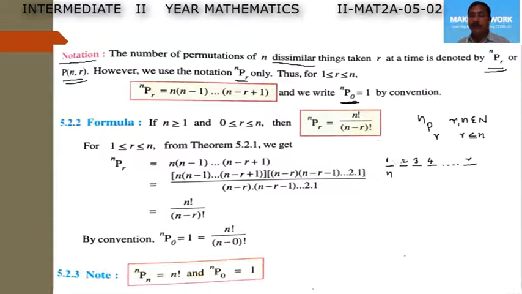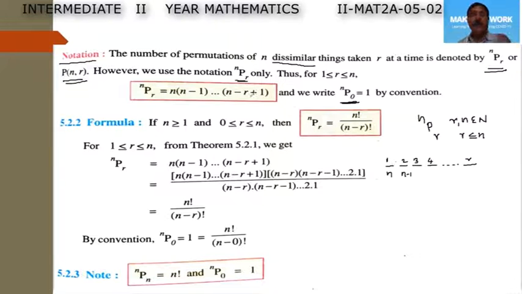After filling the first blank, the second blank can be filled with the remaining n minus 1 elements in n minus 1 ways, because whatever element is used to fill the first blank should not be used to fill the second blank. That means this is when the repetition of elements is not allowed. So again, we have two conditions for making the arrangements: repetition of elements is allowed and repetition of elements is not allowed.